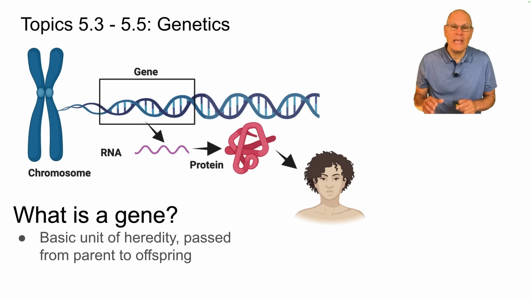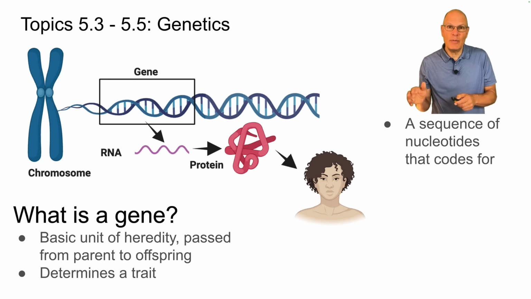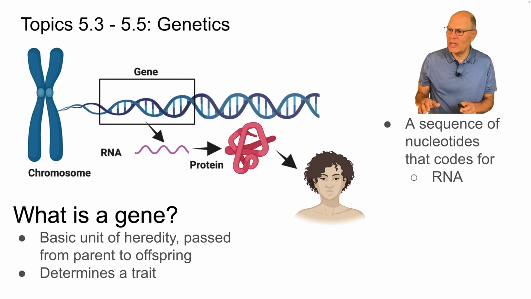Topics 5.3 to 5.5, genetics. What is a gene? It's the basic unit of heredity passed from parent to offspring. It determines a trait. Seen from the viewpoint of molecular genetics, our next topic, it's a sequence of nucleotides that codes for RNA or protein.